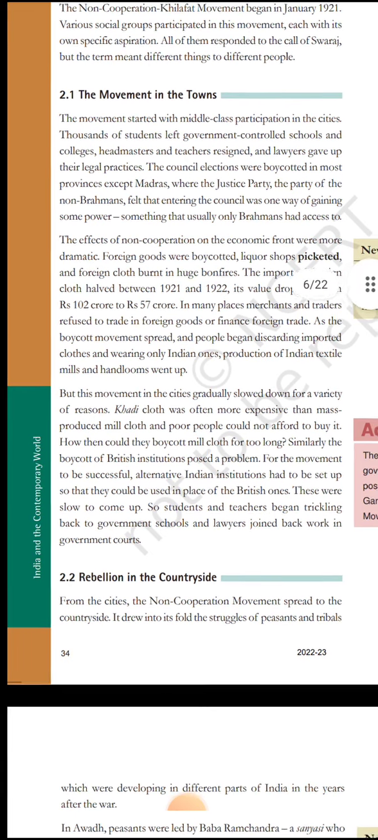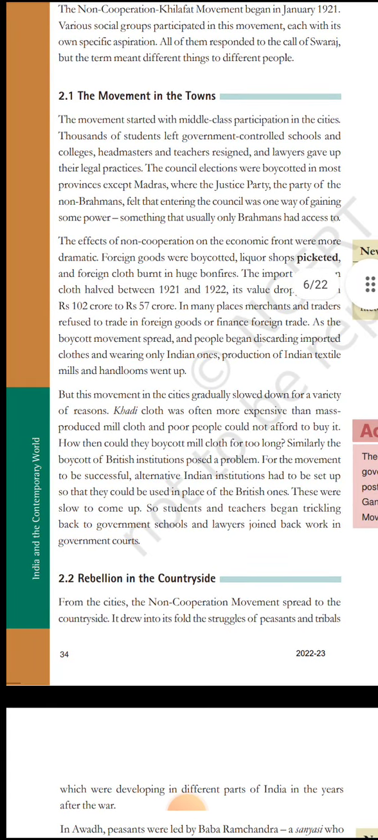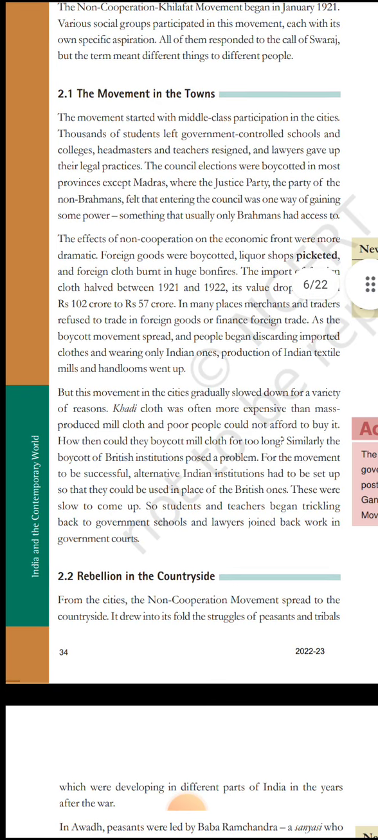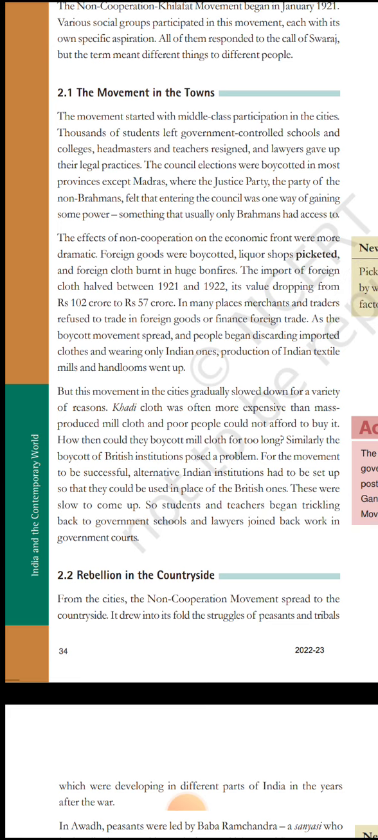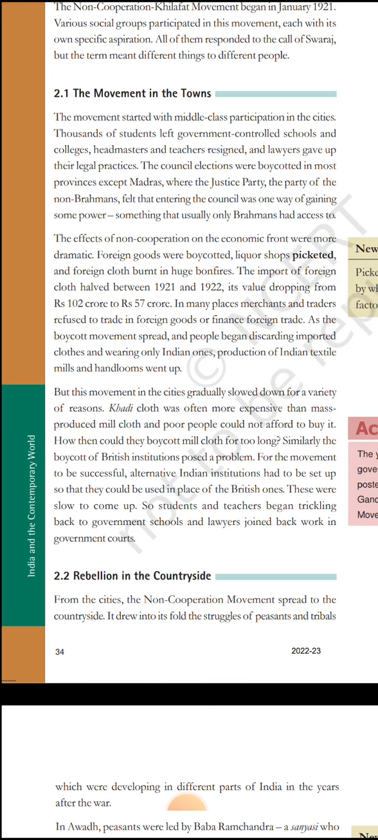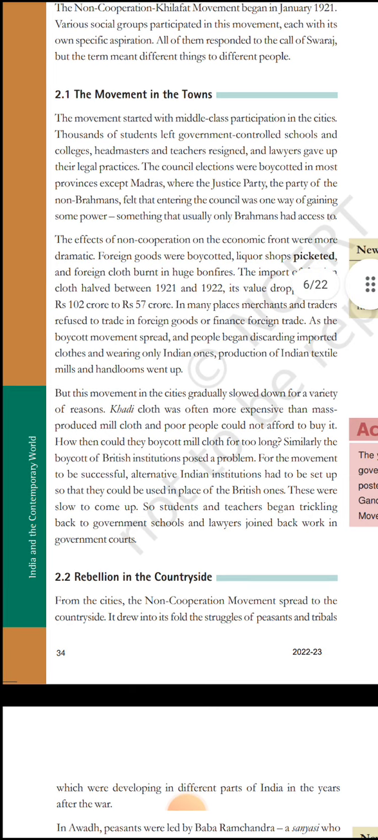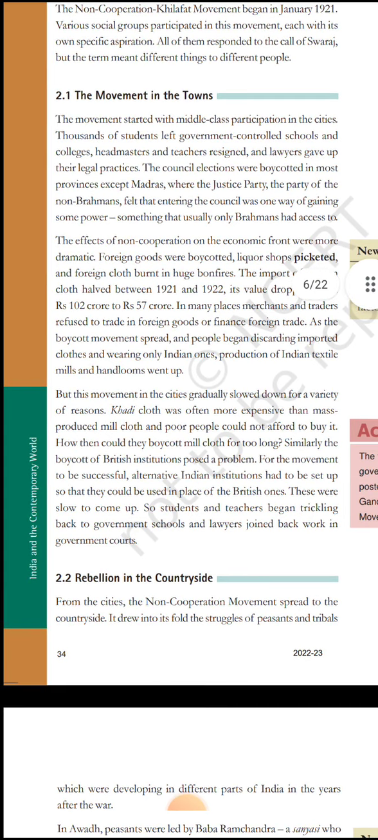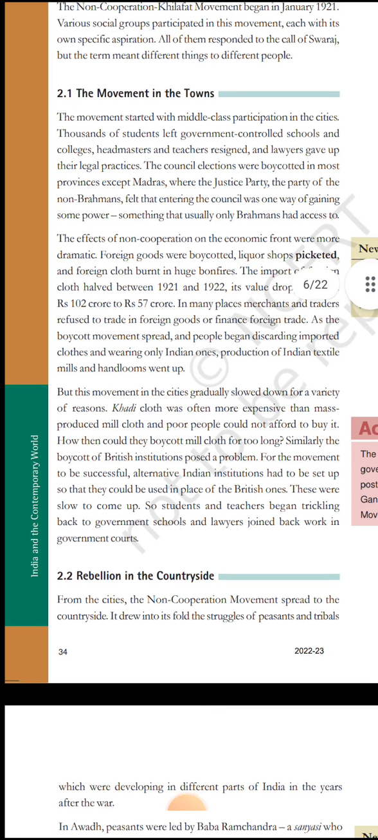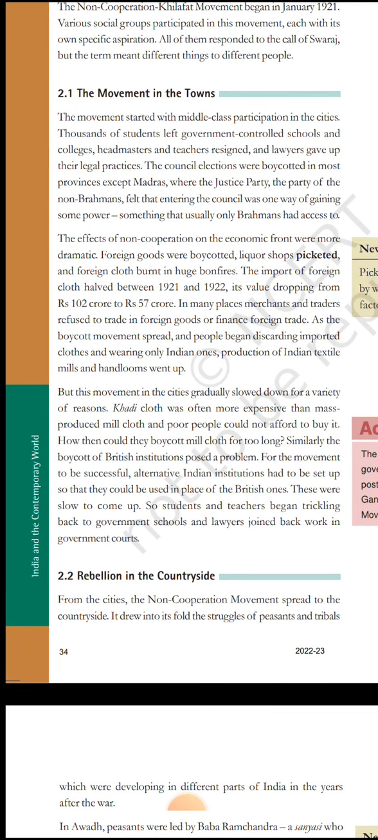Now khadi was often more expensive than mass-produced mill cloth and poor people could not afford to buy it. अब क्या हुआ कि जो लोग थे कोऑपरेट करना तो छोड़ दिए थे, लेकिन खादी जो था बहुत ज़्यादा नॉर्मल पीपल अफोर्ड नहीं कर पा रहे थे. That's why, for a long time they could not avoid the British mill cloth, and they had to follow that. So the students and teachers began trickling back to government schools, and lawyers joined back work in government courts. Now, how did the countryside play an important role in that movement?